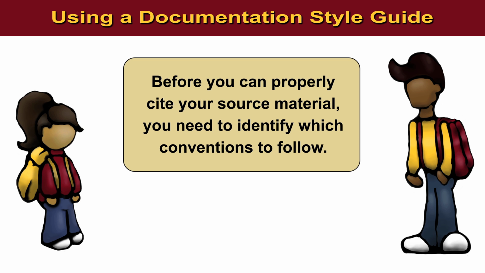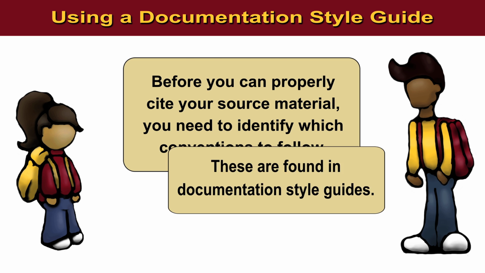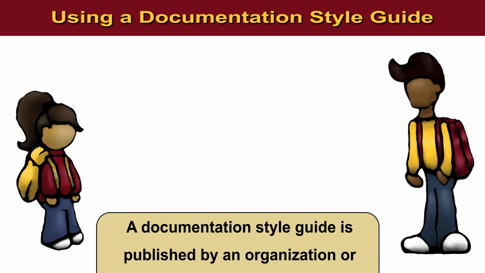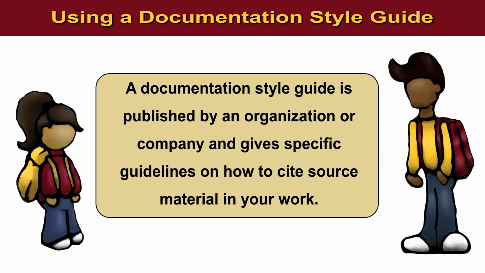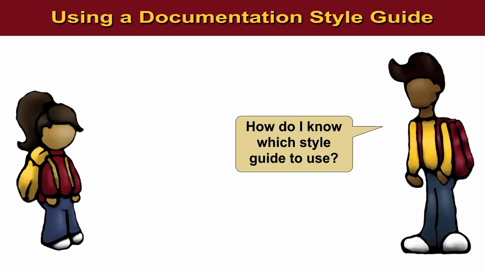Before you can properly cite your source material, you need to identify which conventions to follow. These are found in documentation style guides. What is a documentation style guide? A documentation style guide is published by an organization or company and gives specific guidelines on how to cite source material in your work.